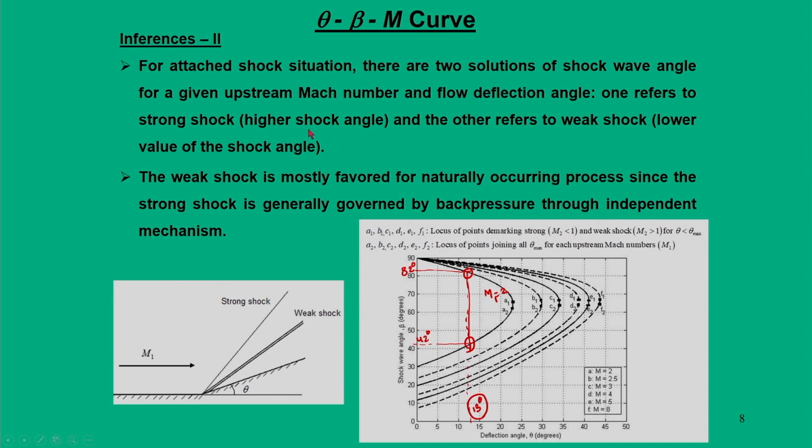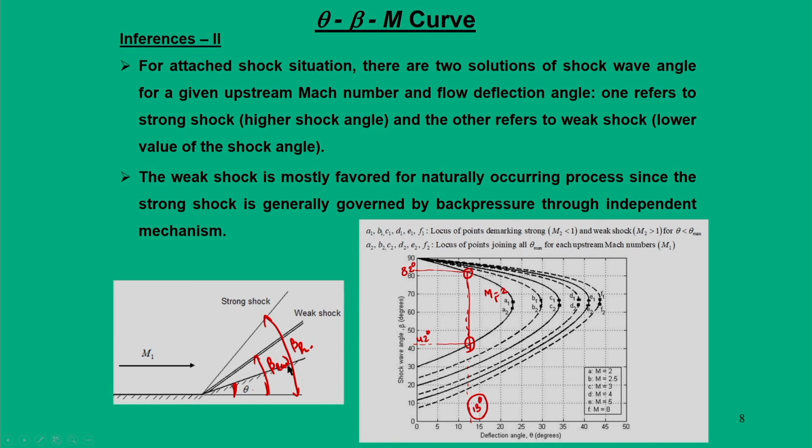And now, which one should you see? If you look at this particular figure, for a given theta, that is for a physical geometry, we have one lower value of beta and one higher value of beta. So for M1 equal to 2, the lower beta value will be 42 degrees, and for the same Mach number the higher beta angle will be 82 degrees.